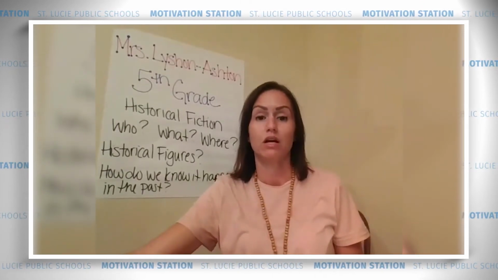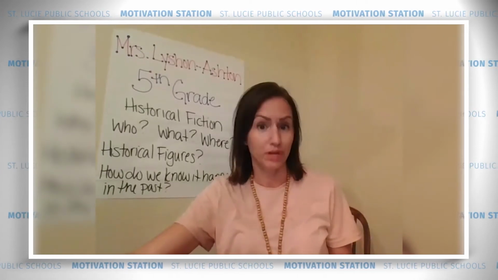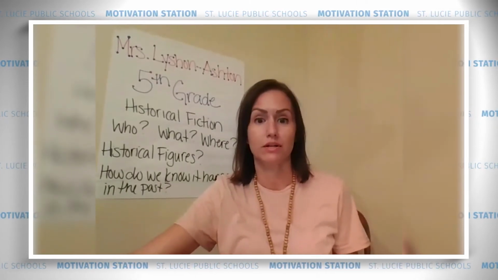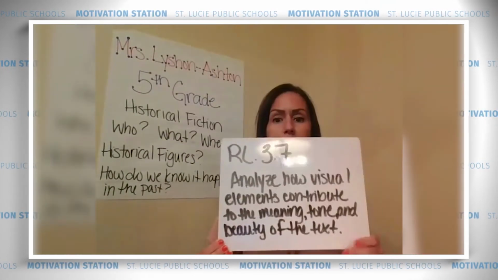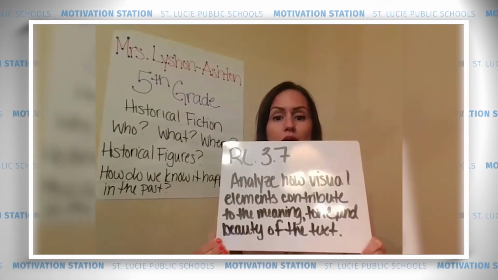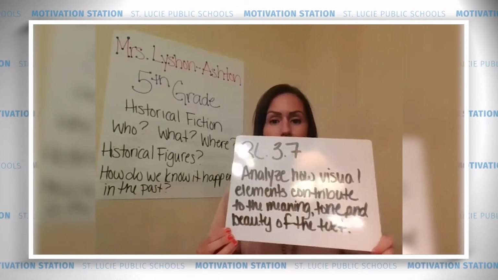RL 3.7. So I didn't mention this, but historical fiction, since it's not real, it is literature, so it's an RL standard. So that'd be RL 1.1. So RL 3.7: Analyze how visual elements contribute to the meaning, tone, and beauty of a text.